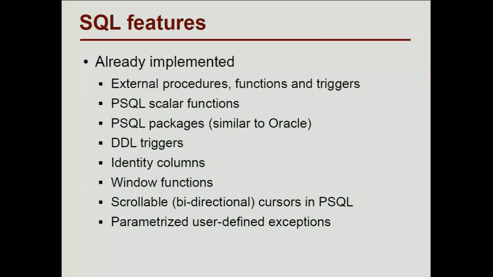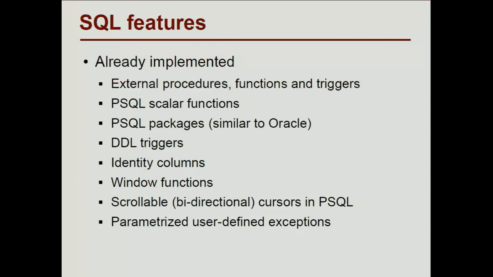We have DDL triggers. These are triggers which are fired on some DDL statements, on some DDL events, such as create table or drop procedure or something else. We have support for identity columns, mostly used by people who came from another database and want to migrate faster. We have, again, initial support for window functions or analytical functions. We did not implement all kinds of functions supported by the standard, but many features are already here in the code and you can try it.